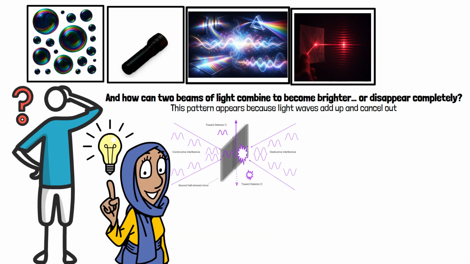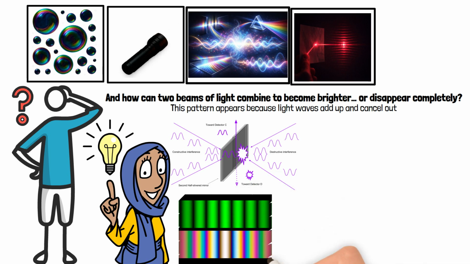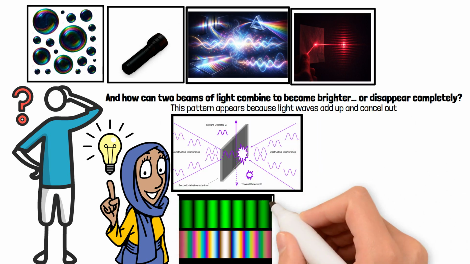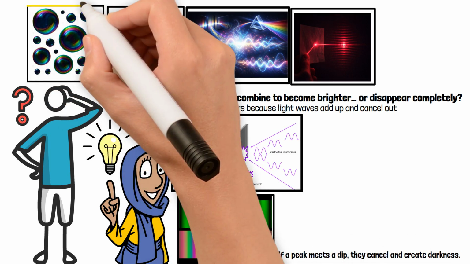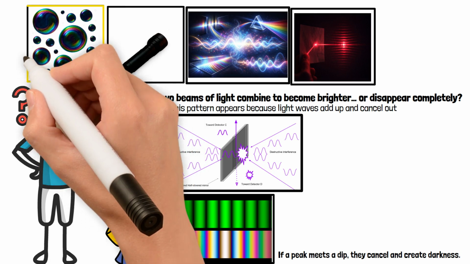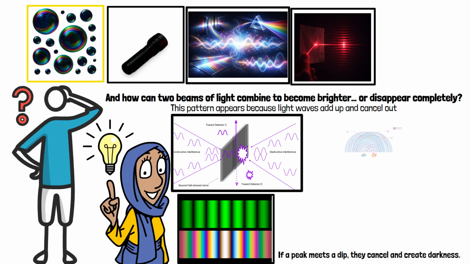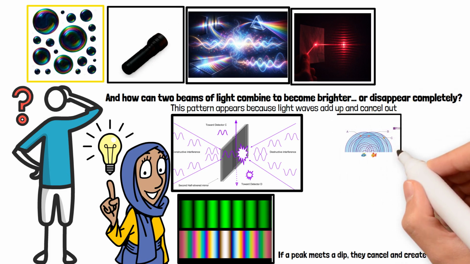When two waves meet, they don't ignore each other. They combine. If a peak meets another peak, the light becomes brighter. If a peak meets a dip, they cancel and create darkness. That's why thin layers like soap bubbles and oil films glow with colorful patterns. The reflected waves interfere with each other, building and canceling in different colors.